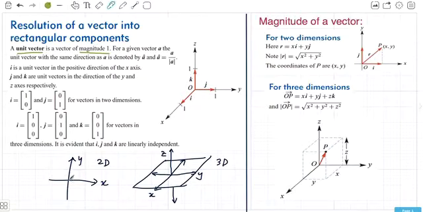i goes in the x direction. It has a length of 1. Okay, so we call that the i unit vector. j goes in the y direction, and again it has a length of 1. So that would be i and j. And the last one, k, goes in the z direction. Okay, so we're going to be making up all of our vectors using i, j and k.